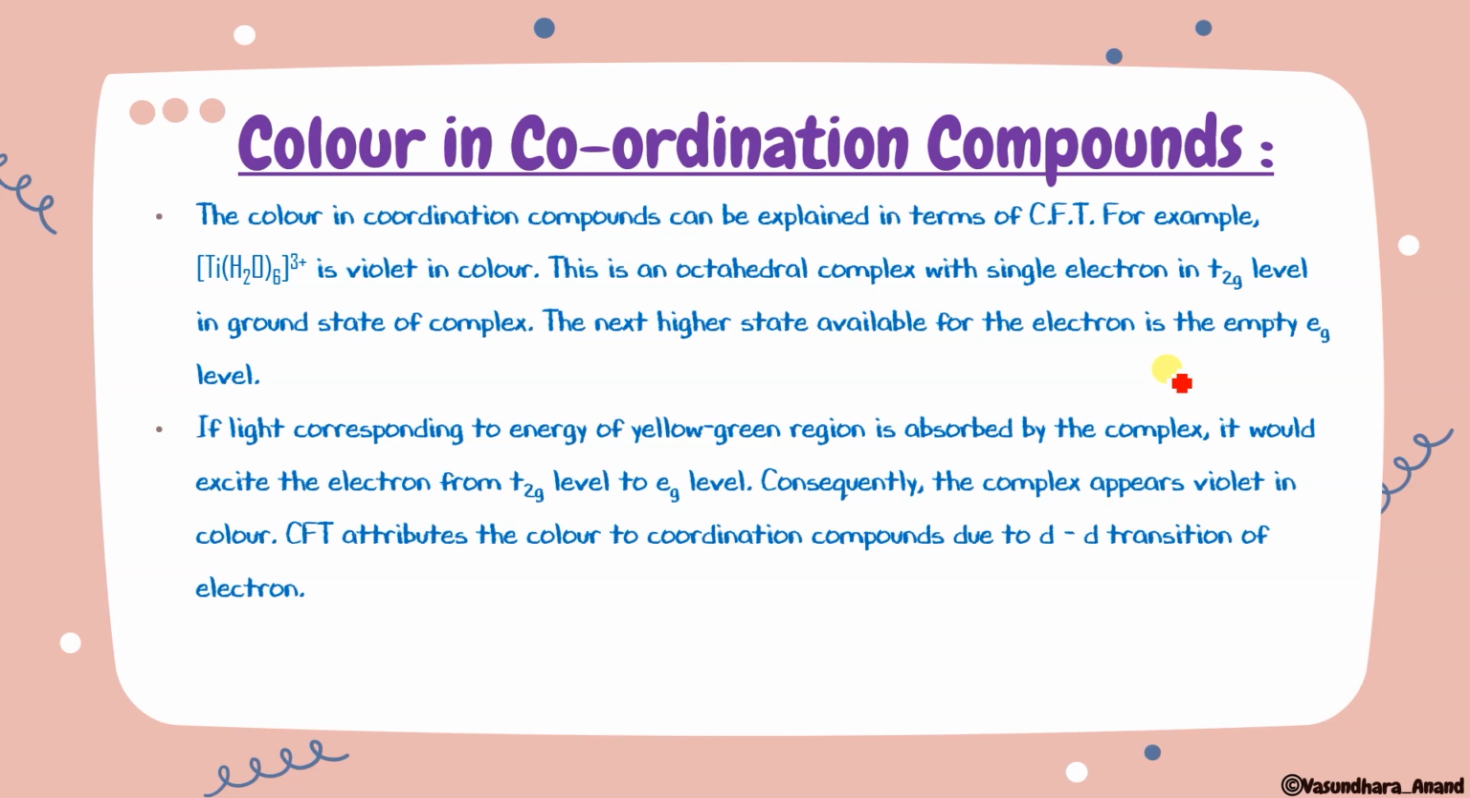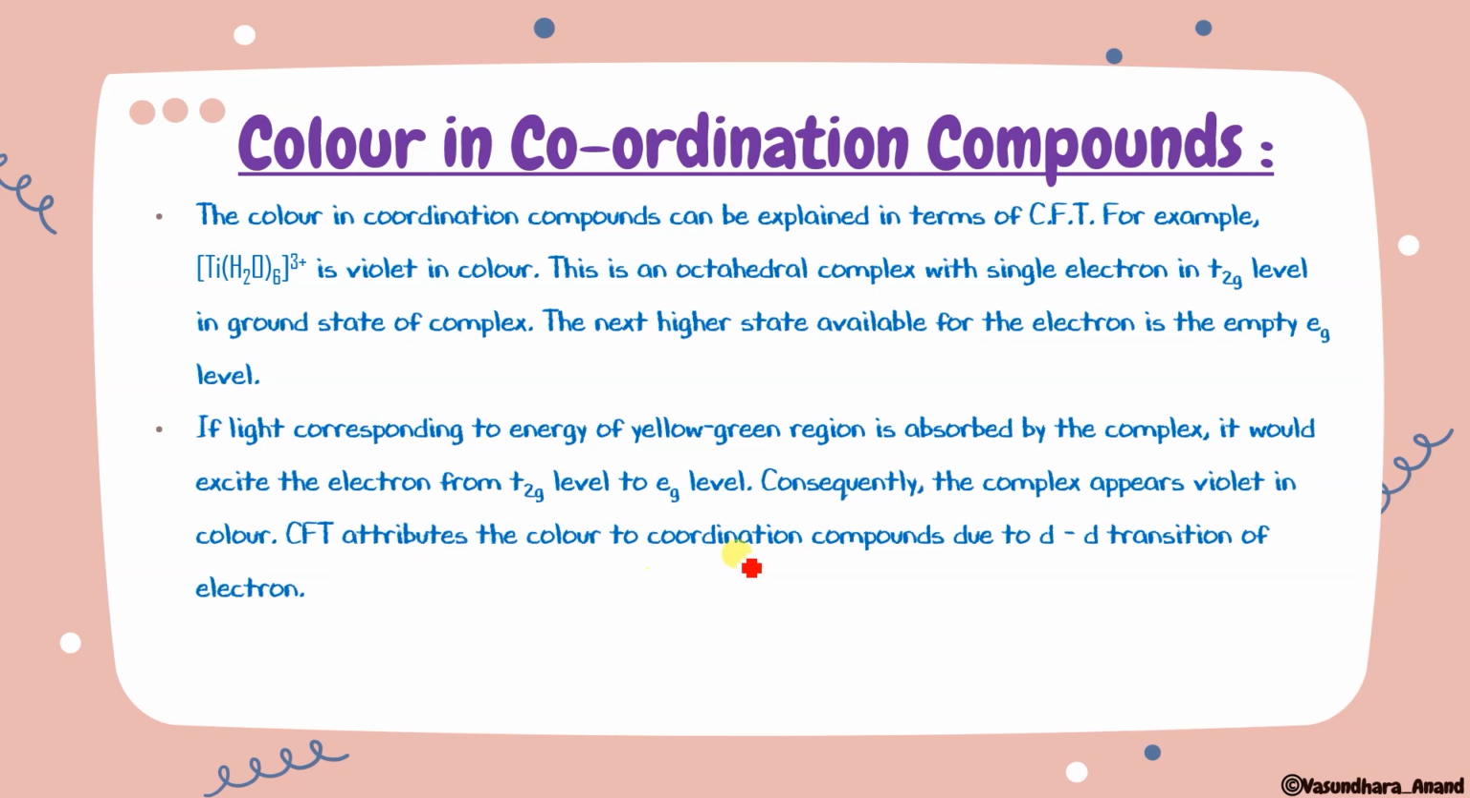If light corresponding to the energy of the yellow-green region is absorbed by the complex, it would excite the electron from the T2G level to the EG level. Consequently, the complex appears violet in color. Now look, here you can say that it is absorbing the yellow-green region and appearing violet. So it is completely complementary, and that complementary color you can either learn or it won't be asked. So there is only the option to mark. It won't be asked in your exam, and it is completely experimental.